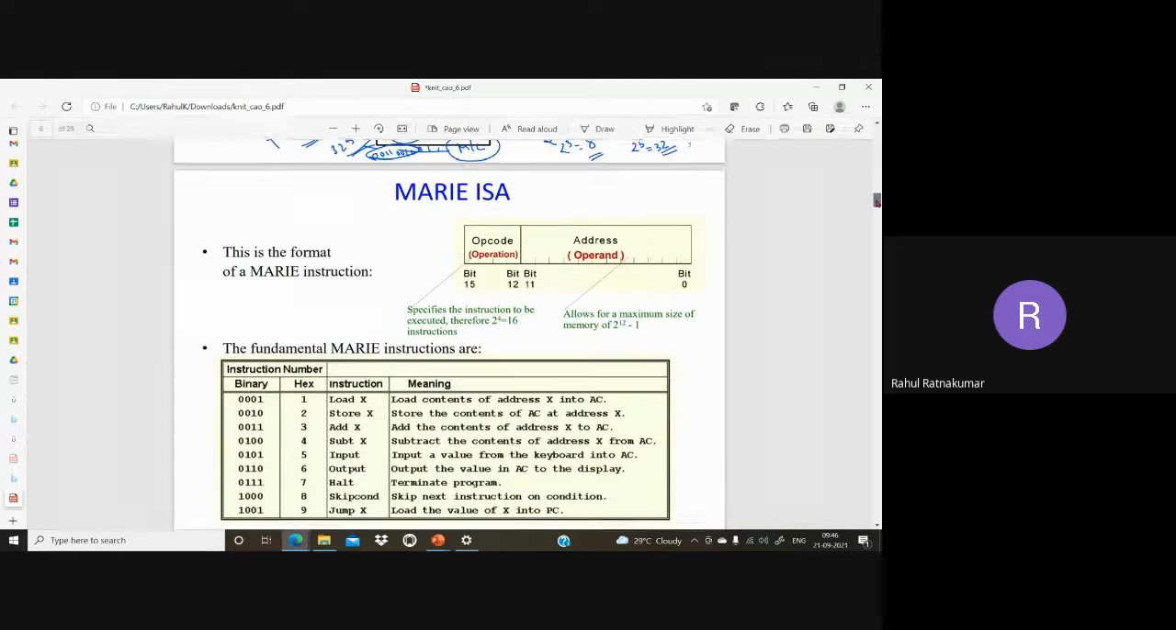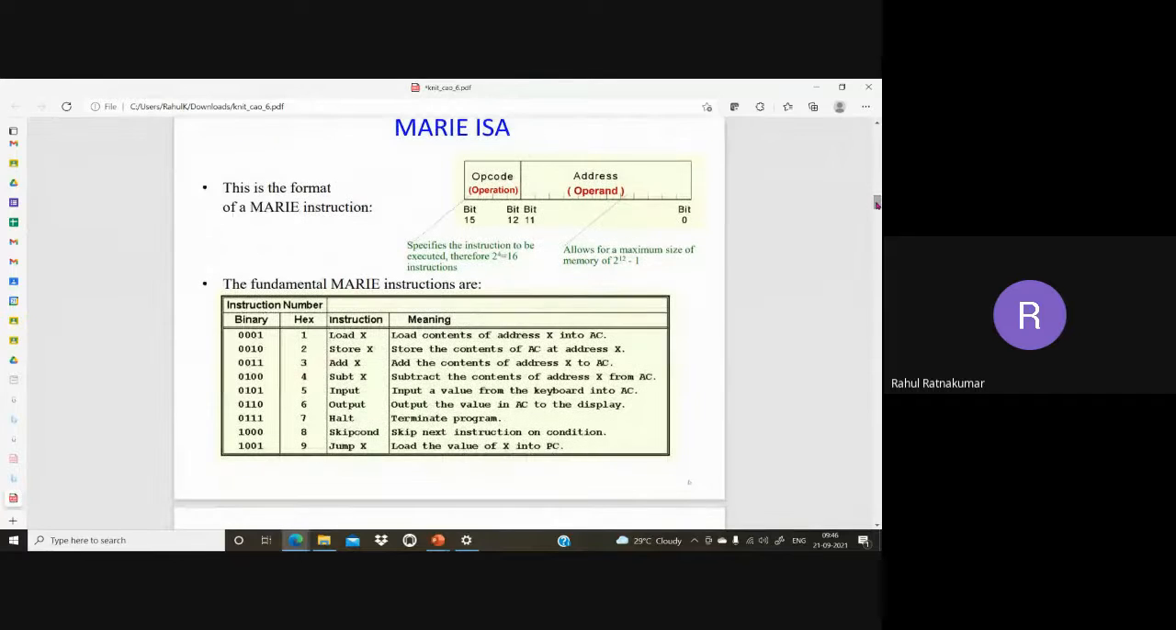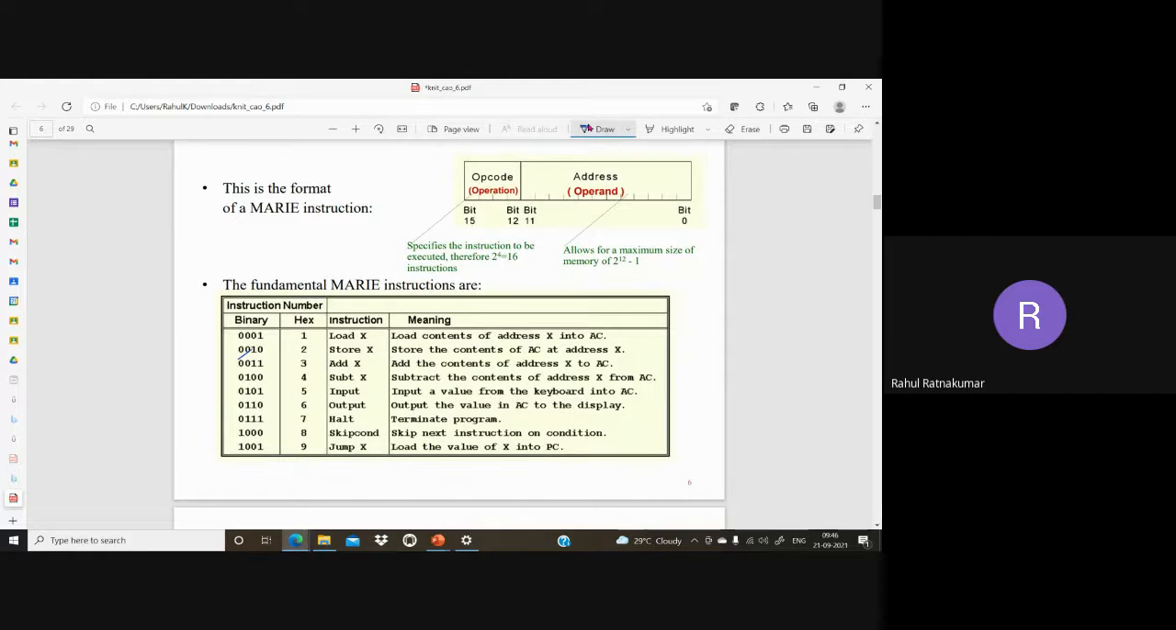Okay, so this is standard for all instruction architectures. So we have bits 15 to 12 for the opcode. One important thing I want you to remember: when you are specifying bits 15 to 12 for the opcode, that means the control unit only needs to access these bits to understand what the instruction is. It's adding, storing, loading, input, output.